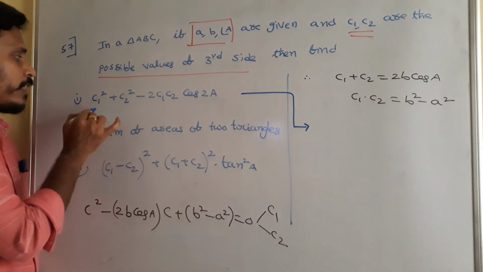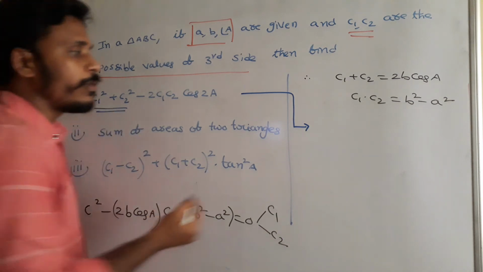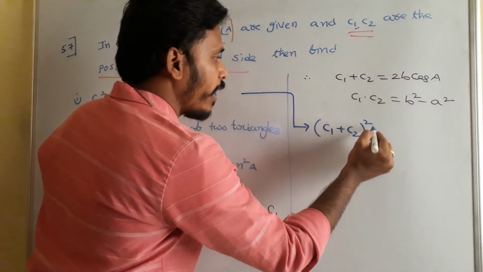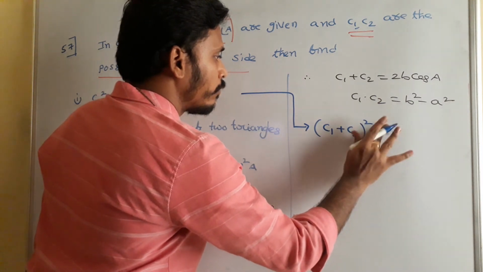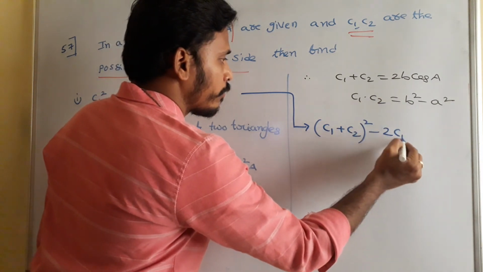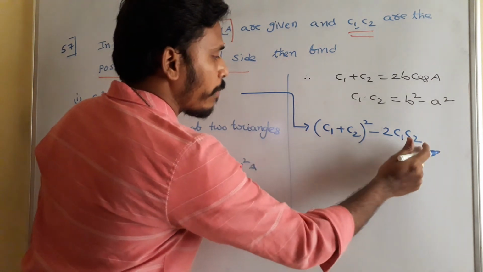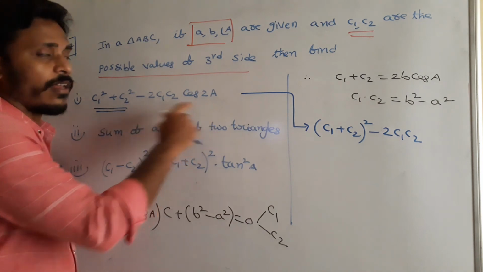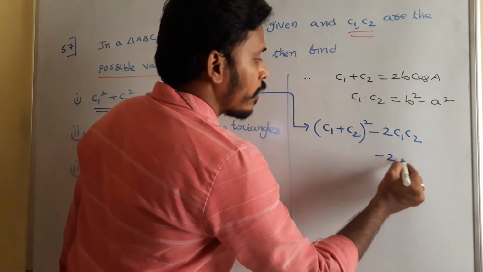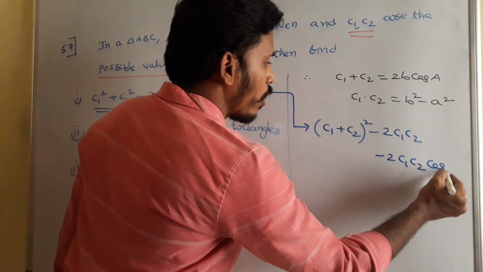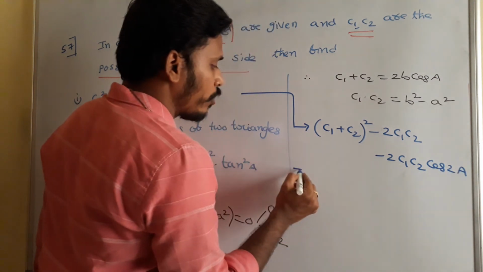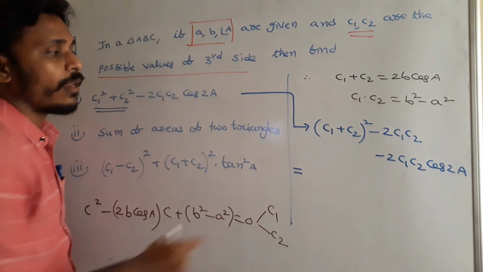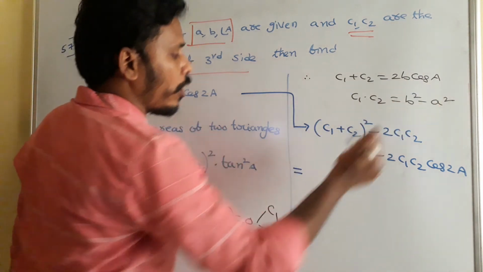Just look there. This C1 square plus C2 square can be written as C1 plus C2 whole square minus 2 C1 C2, is it right? C1 plus C2 whole square minus 2 C1 C2 is simply C1 square plus C2 square. And I have another term, minus 2 C1 C2 cos 2a. So this is the given problem actually. But what do you say about C1 plus C2 whole square? C1 plus C2 is 2b cos a.